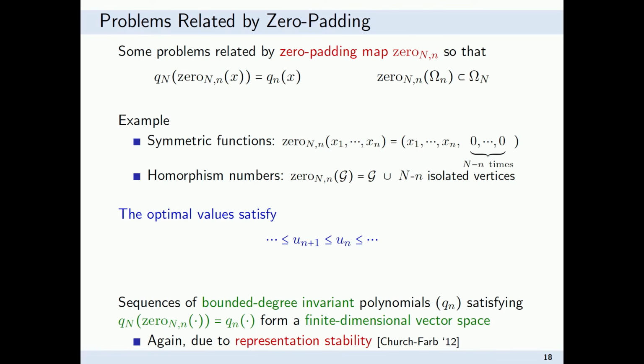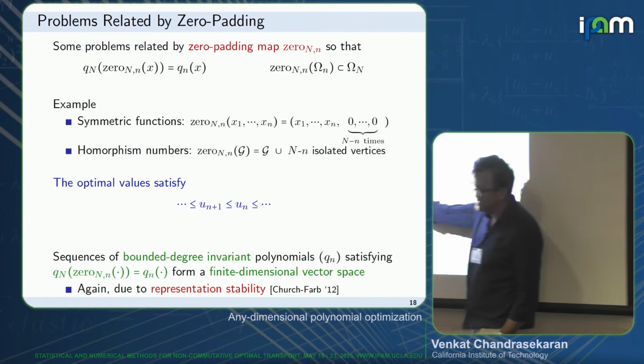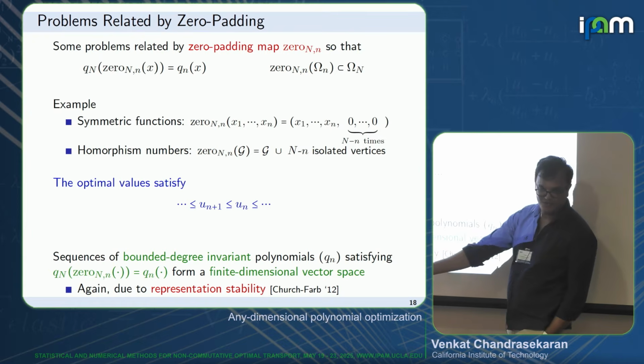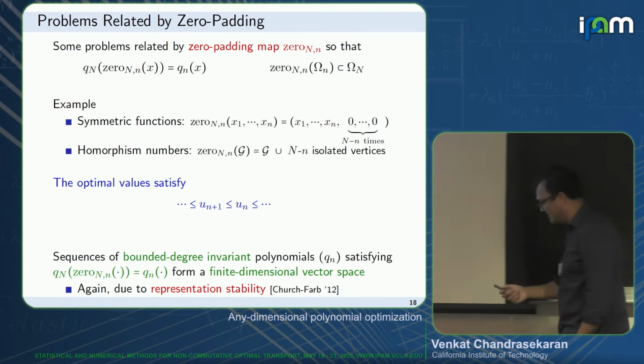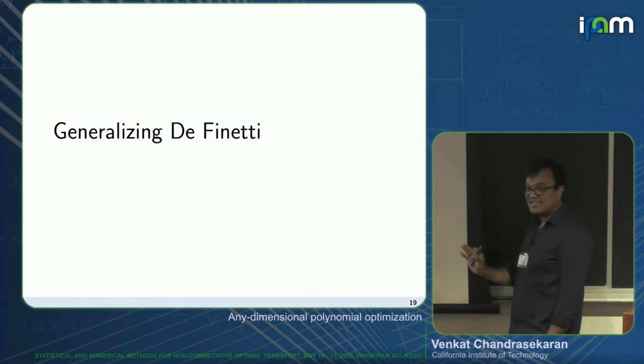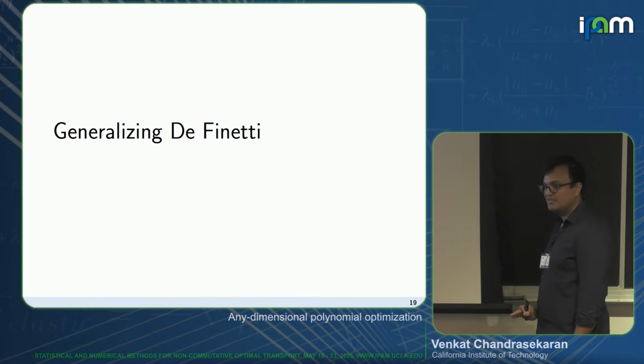A few things. Representation stability tells you that in both cases you can specify these problems finitely, but also that the optimal values are decreasing in two different interesting ways. But it's never going to be enough to simply stop at some finite n and produce a lower bound. You really do need to worry about the limit. Okay, so that's how you describe problems.